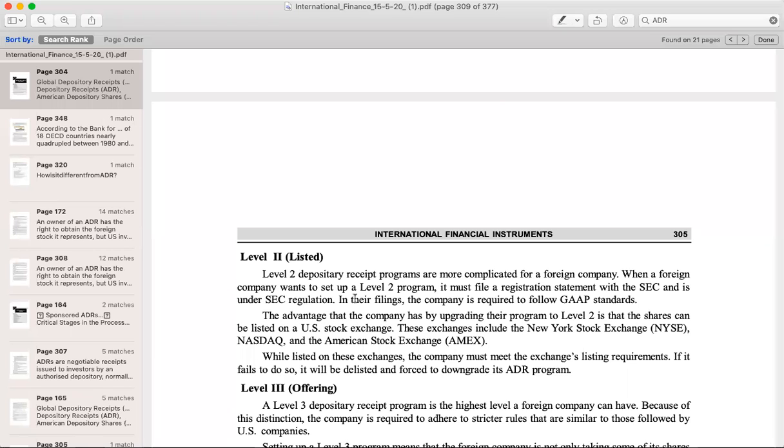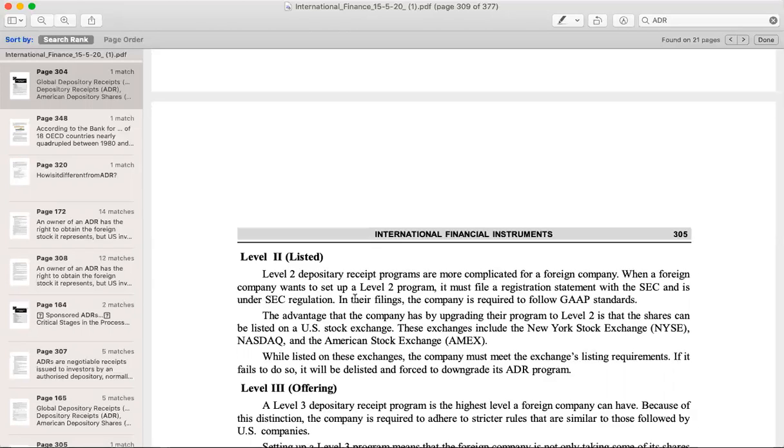They do not have to report their accounting using US GAAP. This is what is level 1. They don't even have to get listed with an exchange. So now coming to level 2, any level 1 ADR can be upgraded to level 2 by listing itself with a stock exchange and then also following their GAAP standards, generally accepted accounting principle.